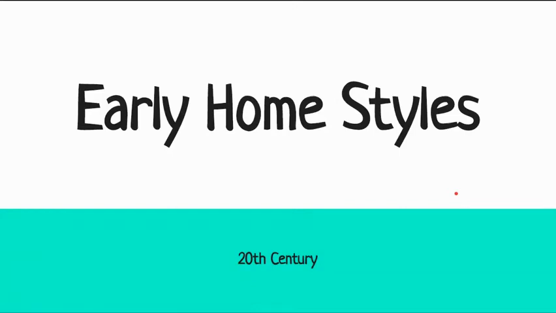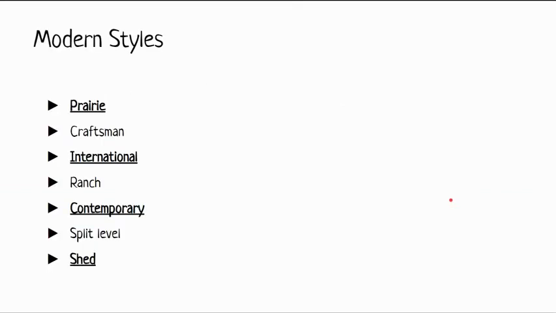Right, so now we're looking at the other half of the early home styles from the 20th century. Last week we talked about the period revival styles. We went over four different styles. And now we're going to look at the more modern styles, the new ones that have been introduced kind of in the later half of the 20th century.